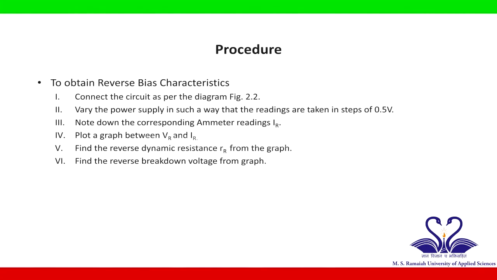In the reverse bias setup, change the power supply voltage in steps of 0.5 volt. Note down the corresponding voltage and current from the multimeters. Repeat the procedure till the supply voltage reaches 12 volt. Plot the graph between voltmeter and ammeter readings. Calculate the resistances and reverse breakdown voltage from the graph.